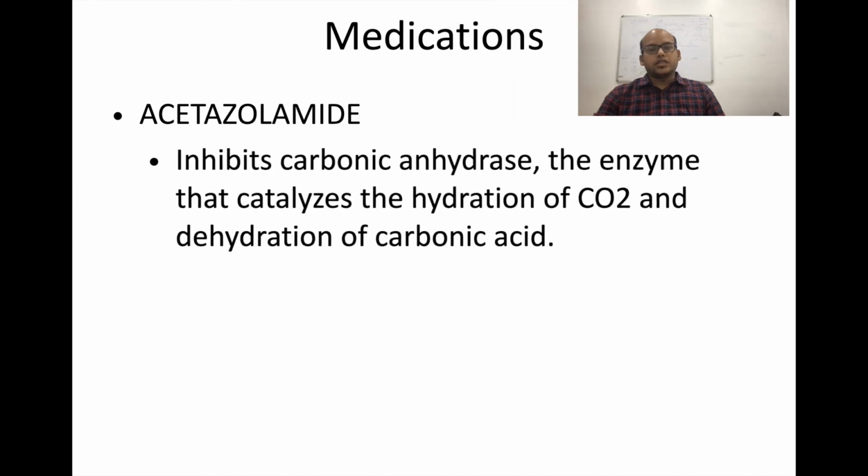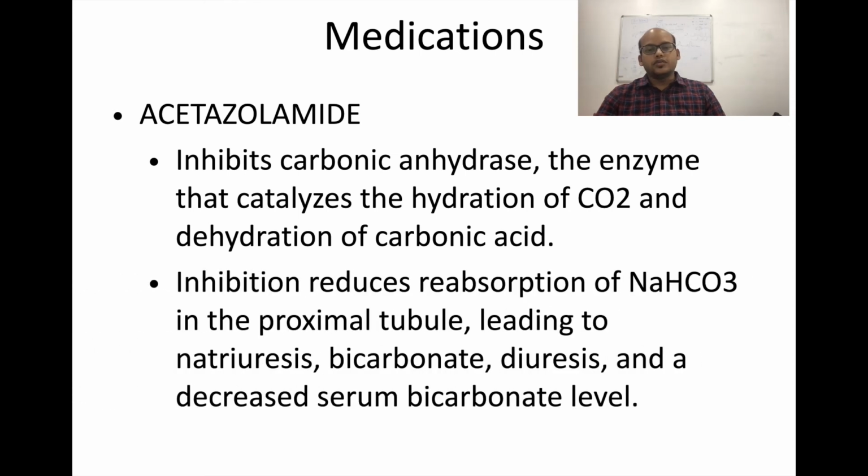So coming now to medication as a summary. So what are the medications we use in this type of acid-base disorder? So first, coming to acetazolamide, which is a carbonic anhydrase inhibitor, that enzyme which catalyzes the hydration of CO2 and dehydration of carbonic acid. So inhibition reduces the reabsorption of sodium bicarbonate in the proximal tubule, leading to natriuresis, bicarbonate diuresis, and a decreased serum bicarbonate level.